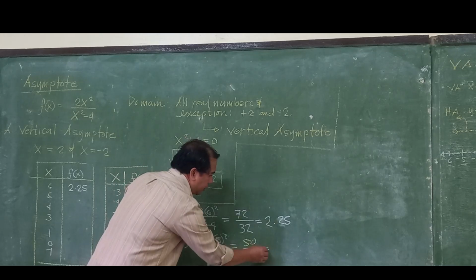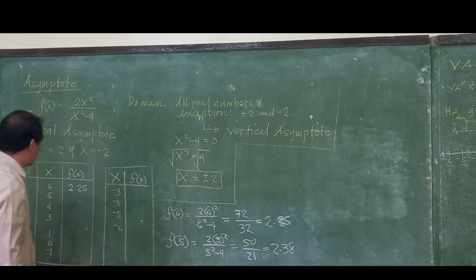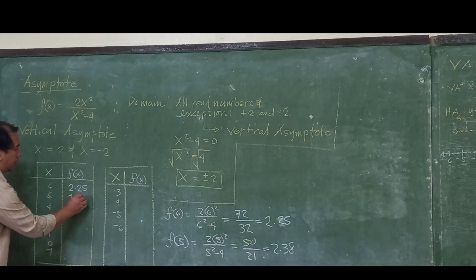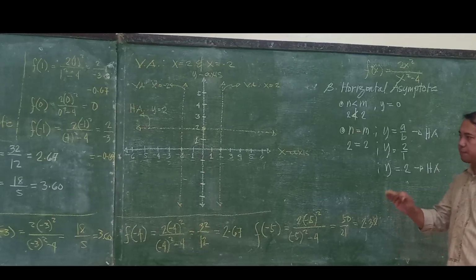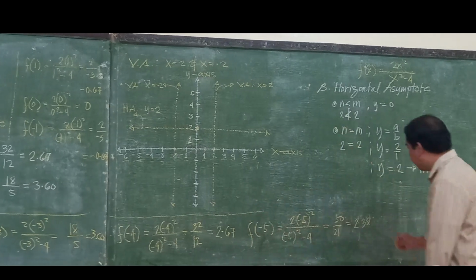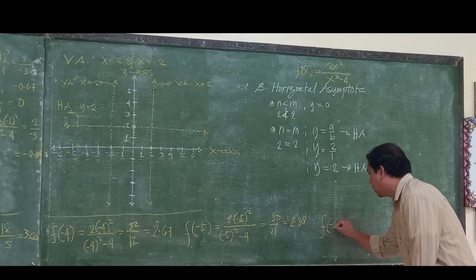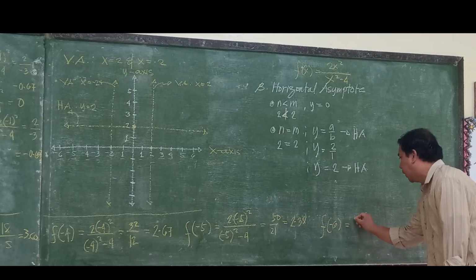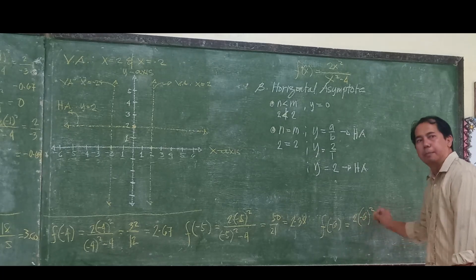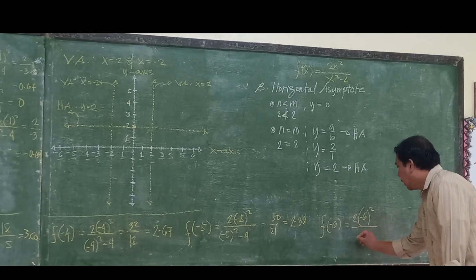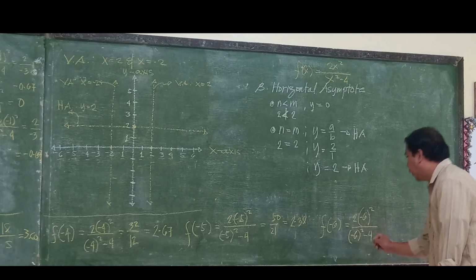So would you mind to divide? 2.38. Okay? 2.38. Next, the last part. The last value is negative 6. Okay? What would be the result of the function if we have negative 6? If you do that one, that is 2 multiplied by the quantity negative 6 raised to the second power, divided by negative 6 raised to the second power minus 4.